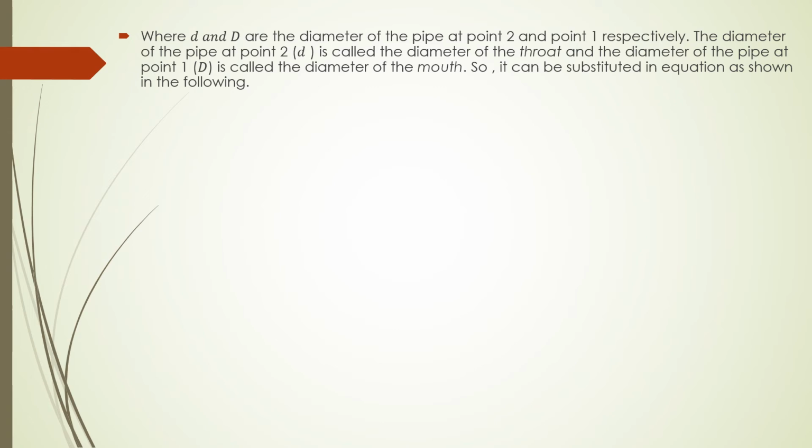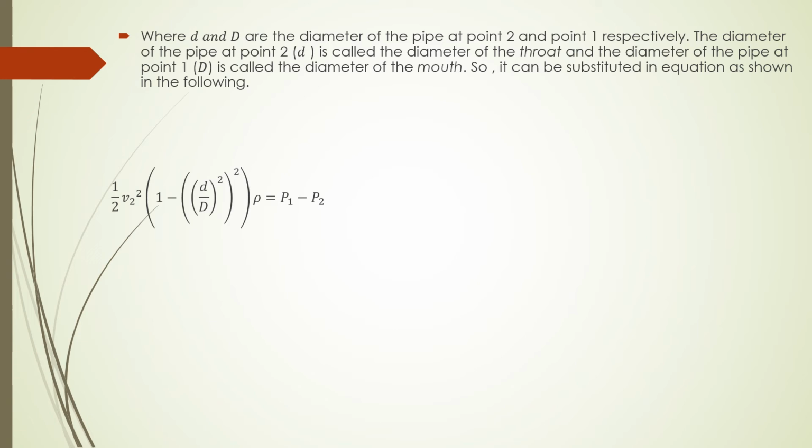Now after we change the relation of the cross-sectional area to the relation of diameter, where D small and D capital are the diameter of the pipe at point 2 and point 1 respectively. The diameter of the pipe at point 2, D small, is called the diameter of the throat, and the diameter of the pipe at point 1, D capital, is called the diameter of the mouth. So it can be substituted in the equation as shown in the following formula.